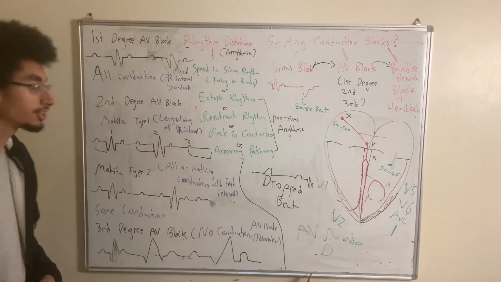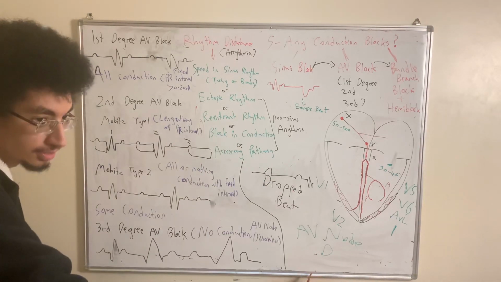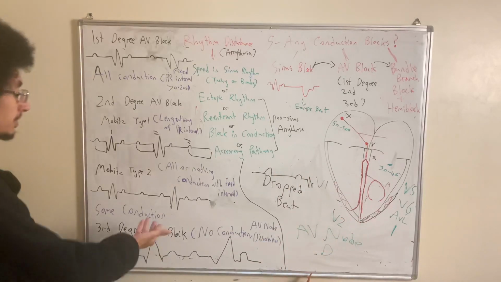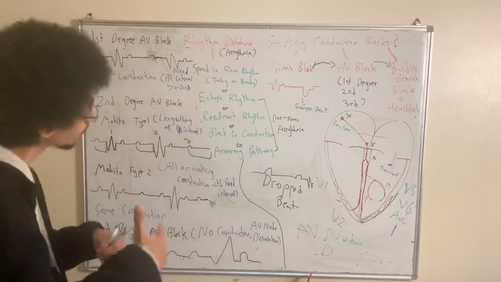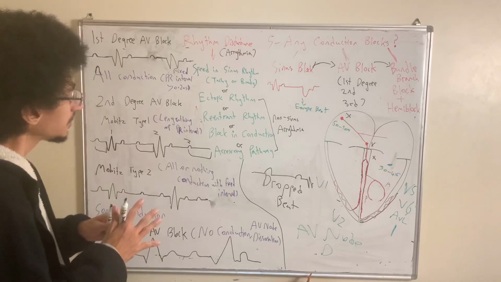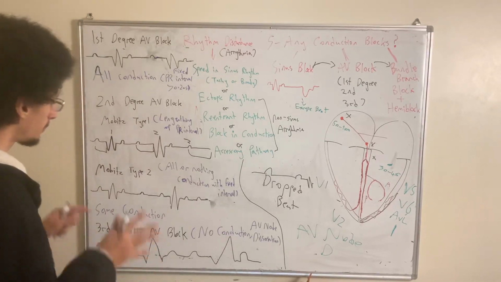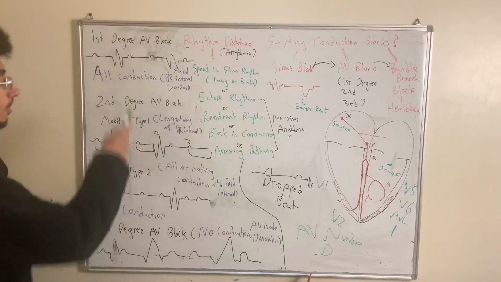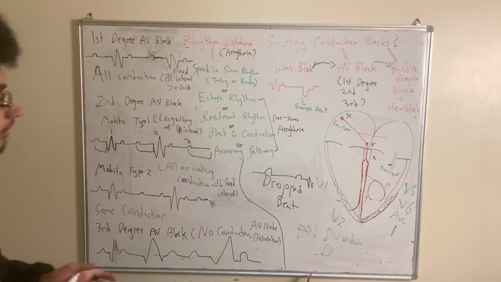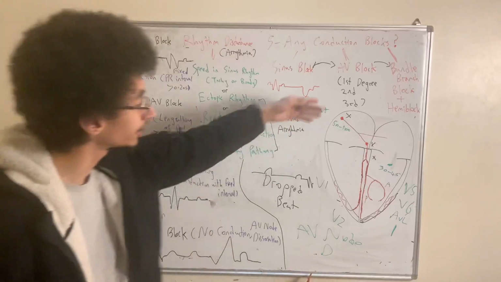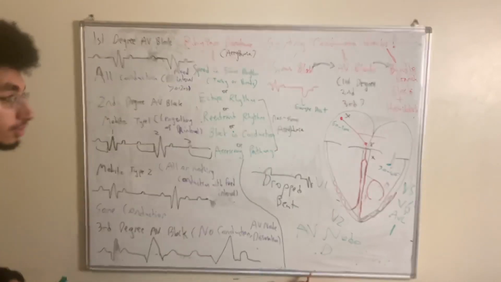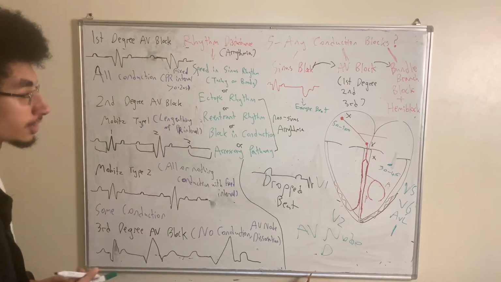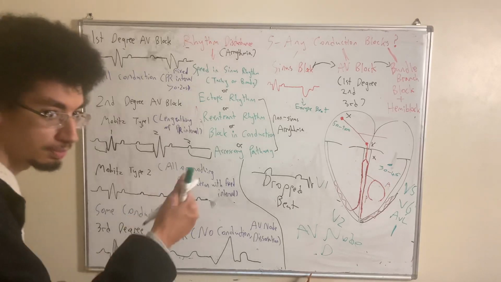You'll see this in cases where people have Lyme disease. People with Lyme disease may have a third-degree AV block, although reversible. So that's pretty much it for third-degree AV block. Now we have finished all of the conduction blocks regarding sinus block and AV block. In the next video, we'll be talking about bundle branch block as well as hemiblock.